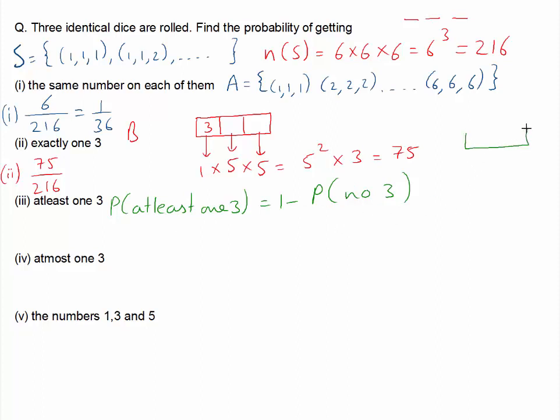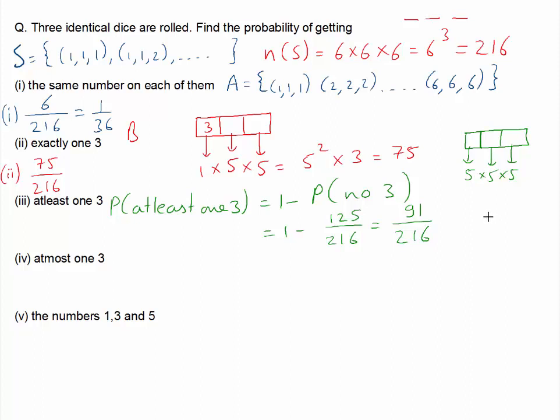So let's make 3 boxes which represent the 3 possible outcomes. Now for the first one we have 5 choices because we don't want a 3, 5 choices and 5 choices. So the answer would be 5 cube divided by 6 cube. So 1 minus 5 cube, which is 125, divided by 216. So the answer would be 91 divided by 216.